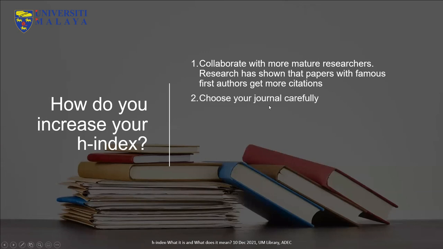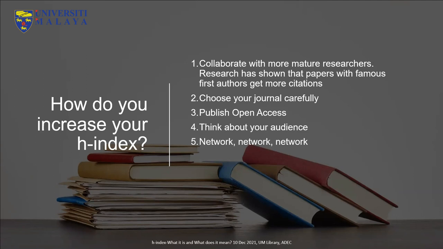Choose your journal carefully, because if the journal matches the right audience, the possibility of getting citations will be higher. Publish open access, which increases the visibility of your paper. Think about your audience. If you reach the target audience correctly, the chances of citation will be higher. And network, network, network. If you have a better network, the chances of getting citations will be higher.